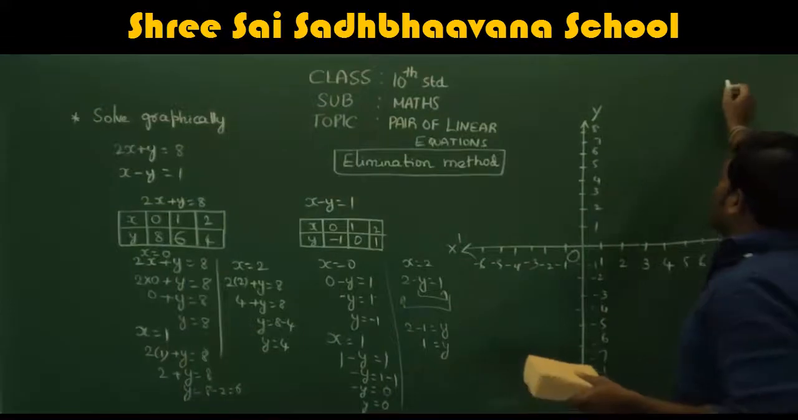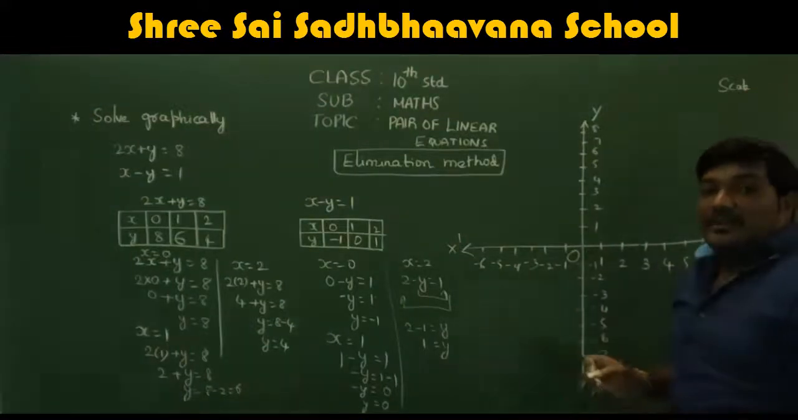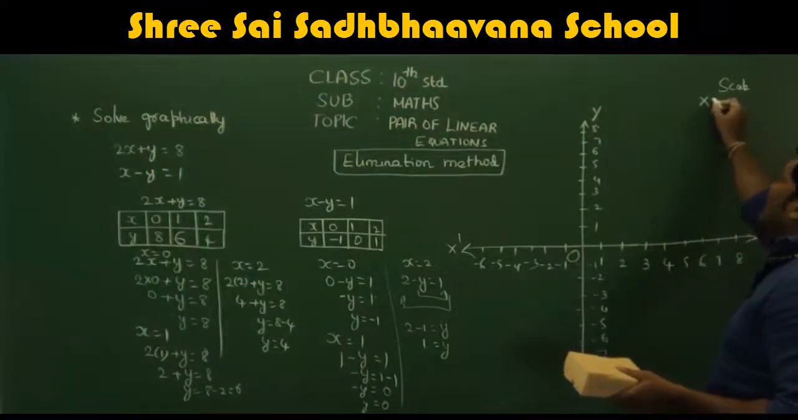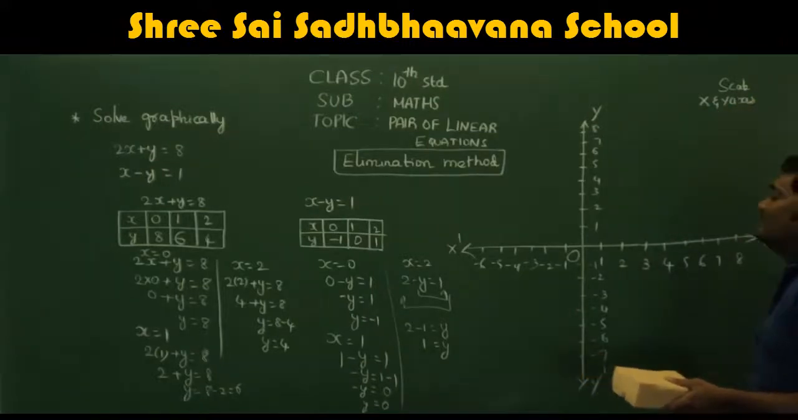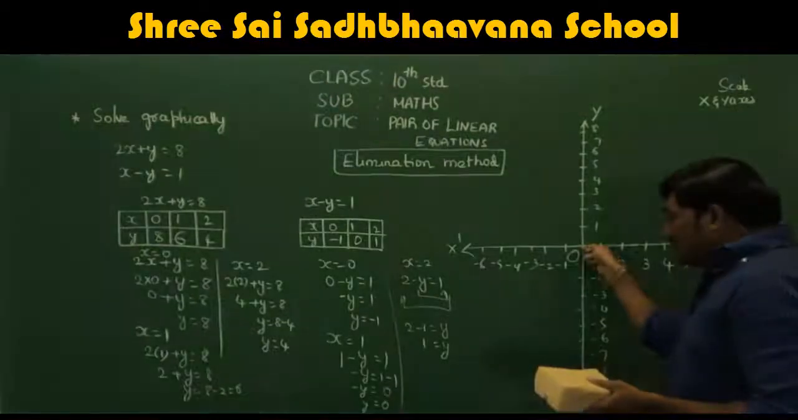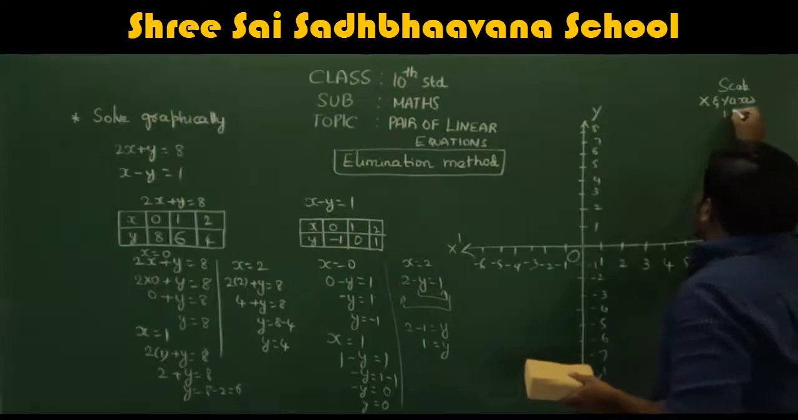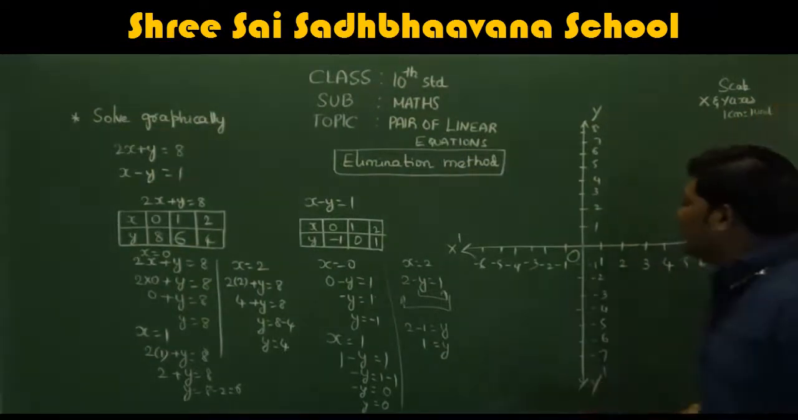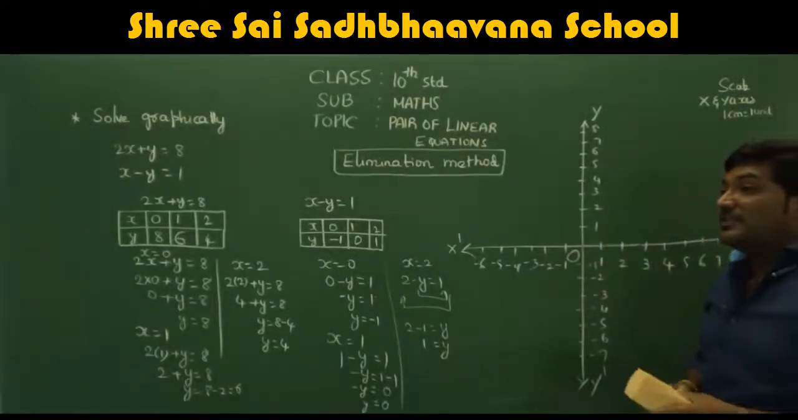So the scale: always remember, you have to write the scale. If you don't write the scale, they will deduct marks. You have to write the scale and everything. For both x and y-axis I am using the same scale. If you measure with a ruler, this distance is 1 centimeter. So I am considering 1 centimeter as 1 unit. You have to specify the scale.